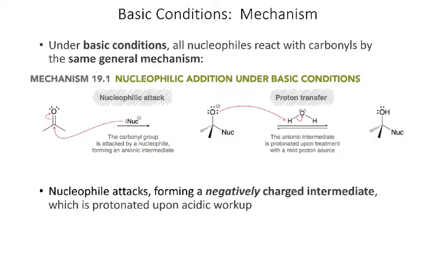So the mechanism for these nucleophilic addition reactions under basic conditions is similar whenever we're under basic conditions. And it starts with a nucleophilic attack. So the nucleophile comes in and adds to the carbonyl carbon. The pi bond becomes a lone pair on the oxygen. And then that's followed up with proton transfer, where a proton donor will give up its proton to what became the negative oxygen.